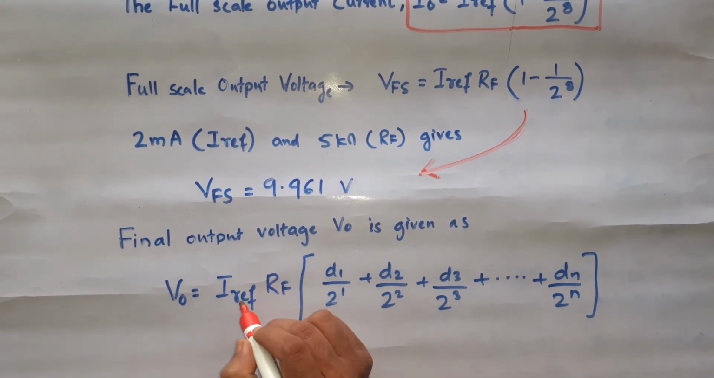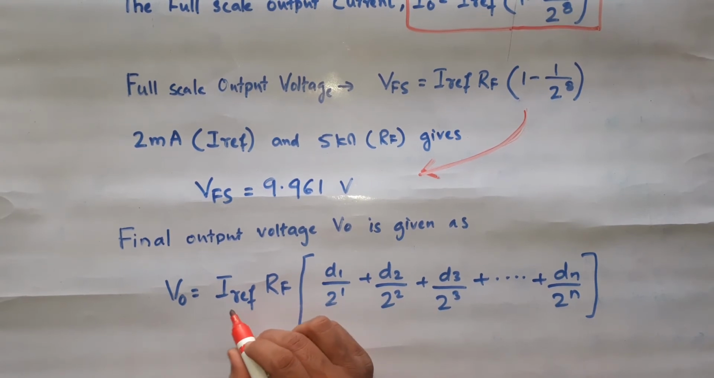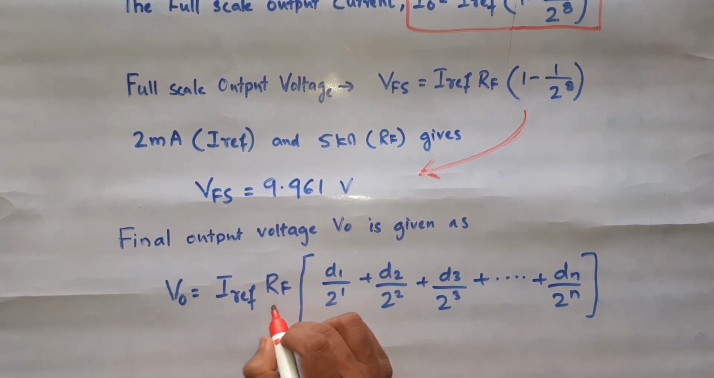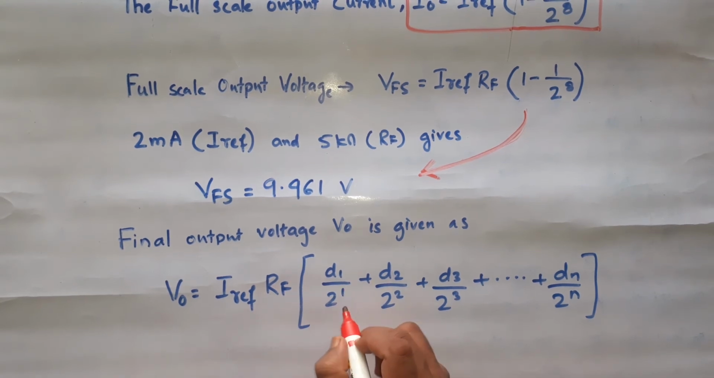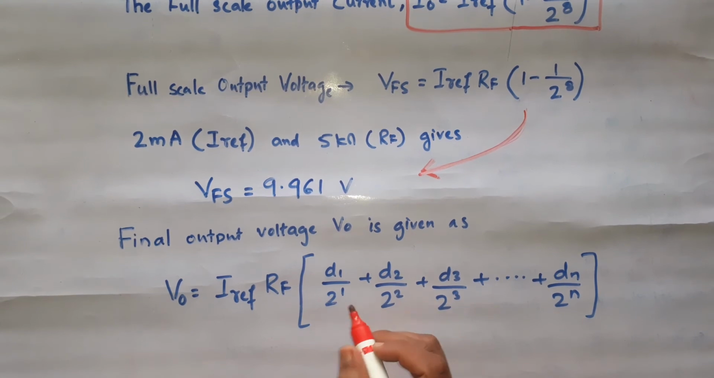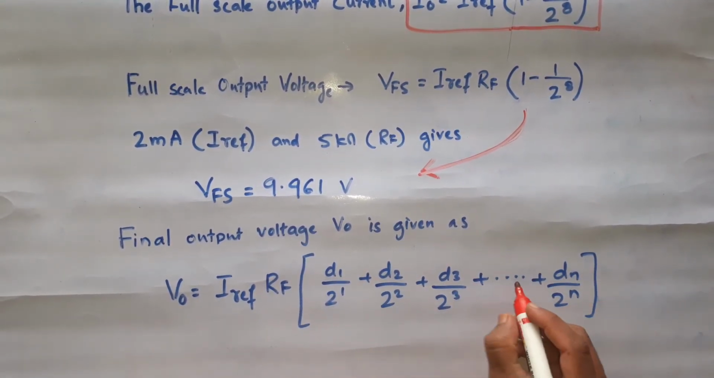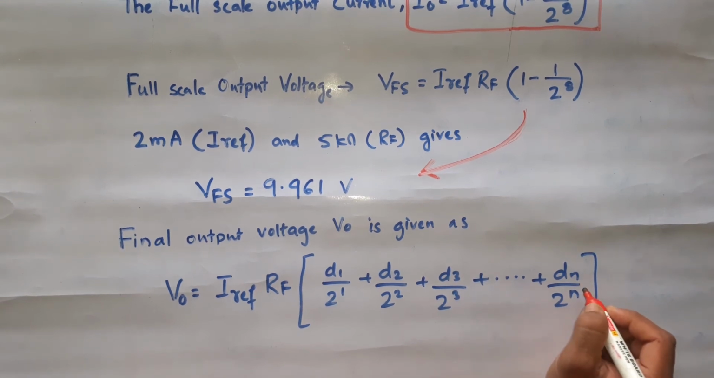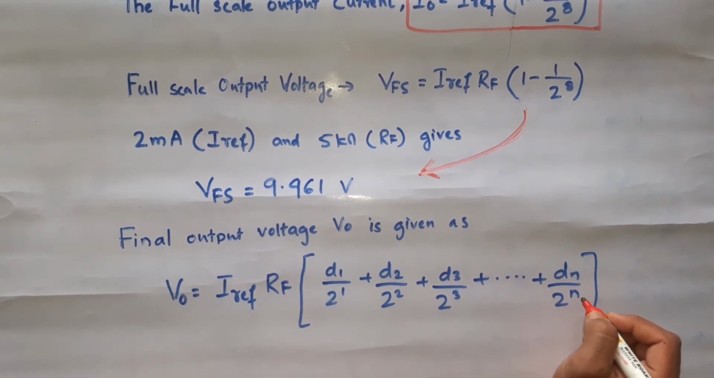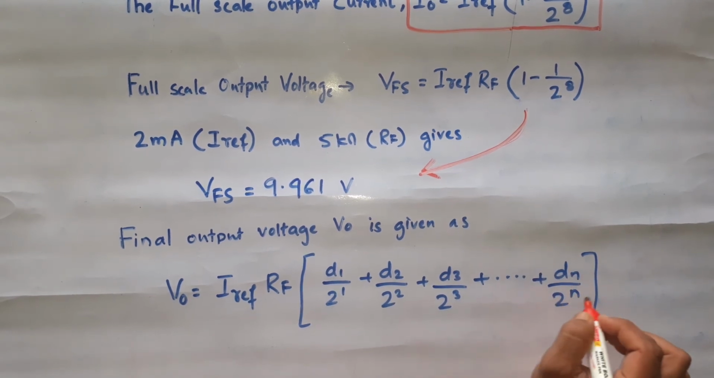Final output voltage, we are interested in final output voltage. It is given as I reference current into RF, into D1 by 2 raised to 1 plus D2 by 2 raised to 2. So as bits go on increasing, this goes on increasing. Up till n bit, Dn over 2 raised to n is given. Since we have 8 bit here, it will end with D8 by 2 raised to 8.